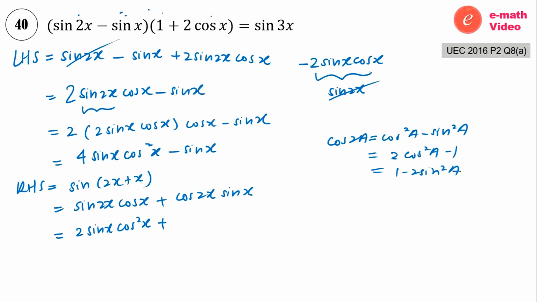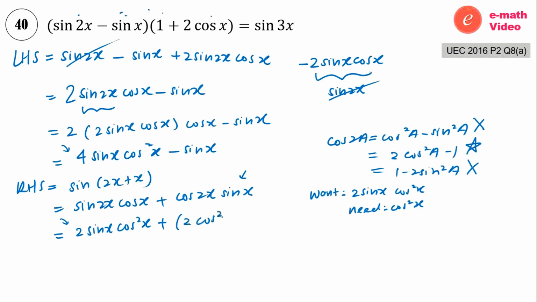Which one should we choose? You have a look. We have a 4 sine x cos square x here. But until now, on right hand side, we only have 2. And we want another 2 sine x cos square x, right? So we need cos square x because we only have sine x here. But I don't want sine to become cube. So I will not choose the one with sine. I will choose the second one.